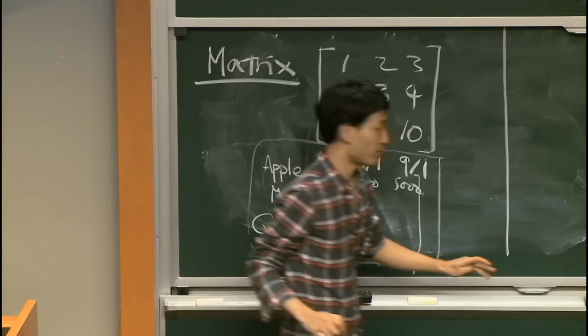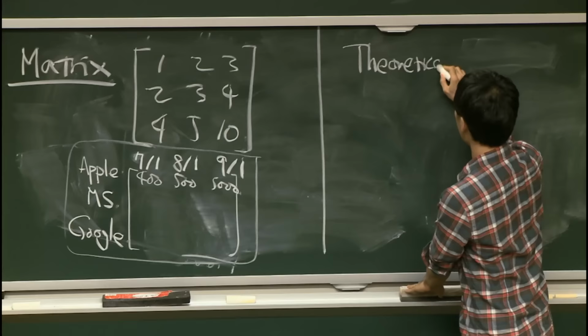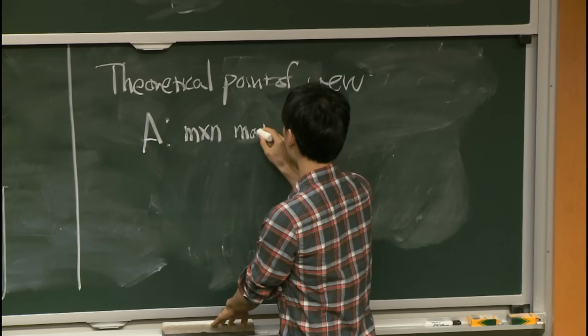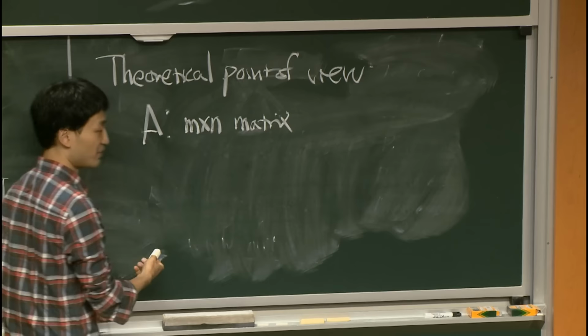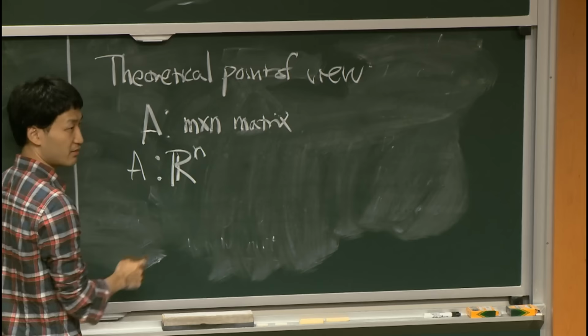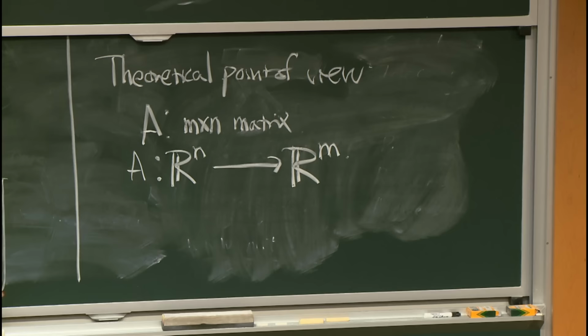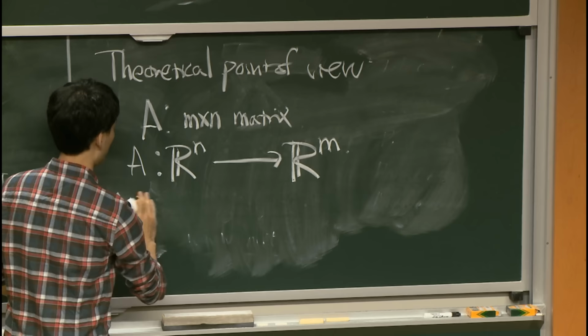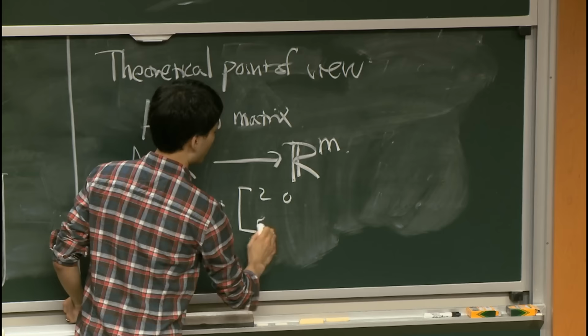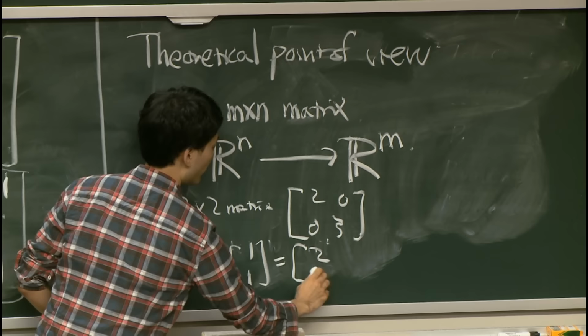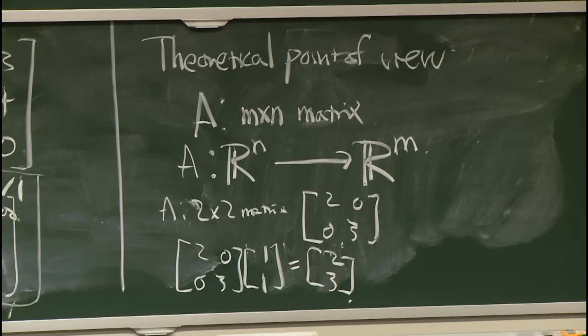But from a theoretical point of view, an m by n matrix A is an operator. It defines a linear transformation from the n-dimensional vector space to the m-dimensional vector space. That sounds a lot more abstract than this, right? Let's just take a very small example. If A is a 2 by 2 matrix, 2, 0, 0, 3, then 2, 0, 0, 3 times, let's say, 1, 1 is just 2, 3. Right? Does that make sense?